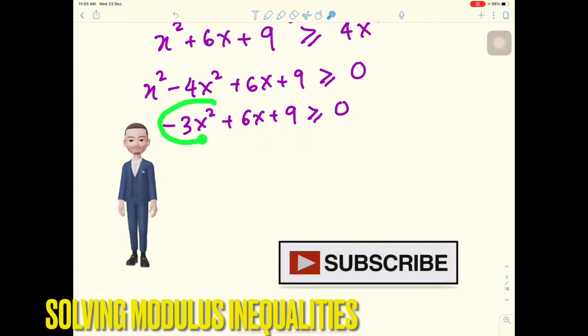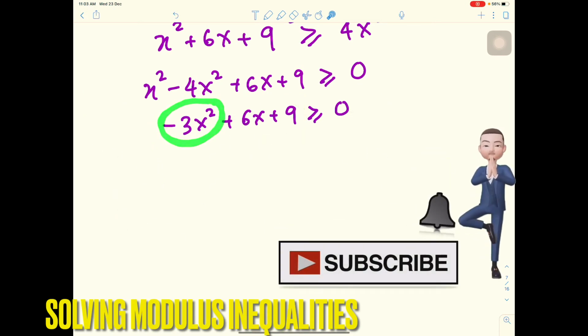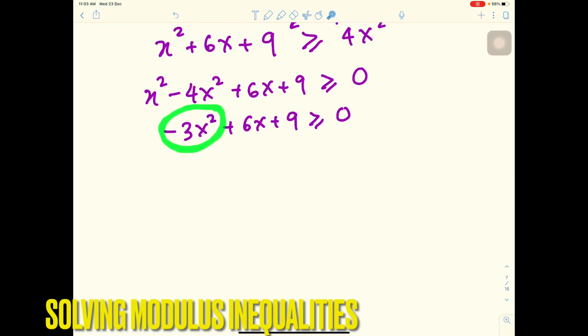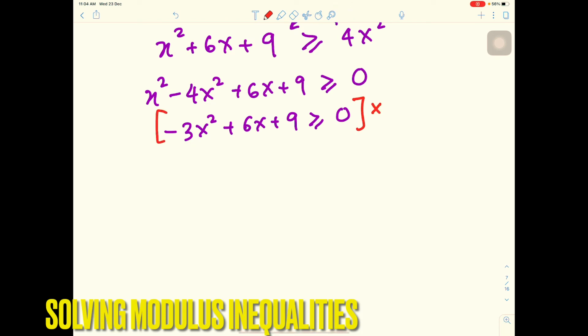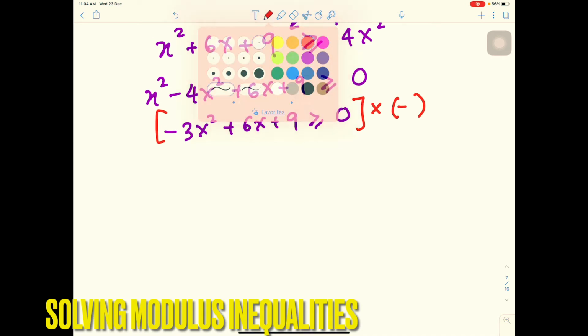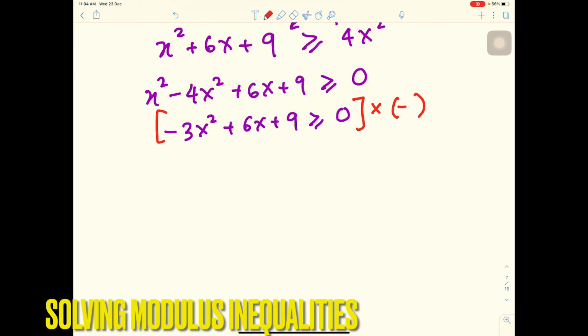Therefore, because the x squared term is negative, we have to make it positive. What do we do is multiply the inequality with negative 1. Okay, sorry, not multiply, my bad, but divide, because all the coefficients can be divided by 3, so we divide by negative 3. Now it becomes x squared minus 2x minus 3.